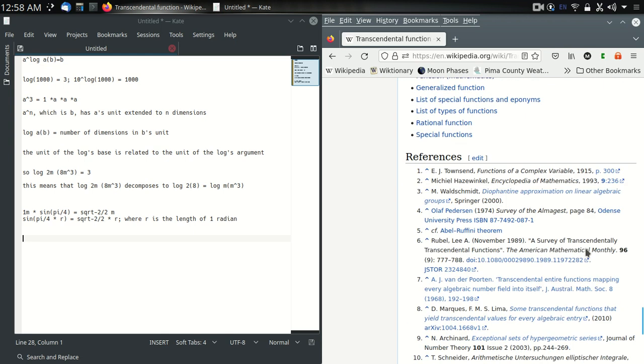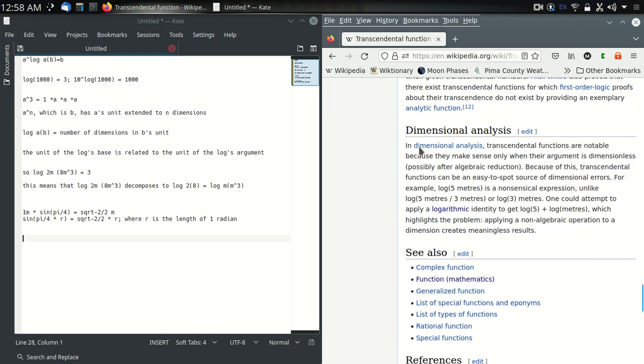Well, down here, we have this bit on dimensional analysis. And allegedly, in dimensional analysis, transcendental functions are notable because they make sense only when their argument is dimensionless. Because of this, transcendental functions can be an easy-to-spot source of dimensional errors. For example, log, and this is going to be log base 10, of 5 meters is a nonsensical expression. Unlike log, again base 10, of 5 meters on 3 meters, or log base 10 of 3 meters.